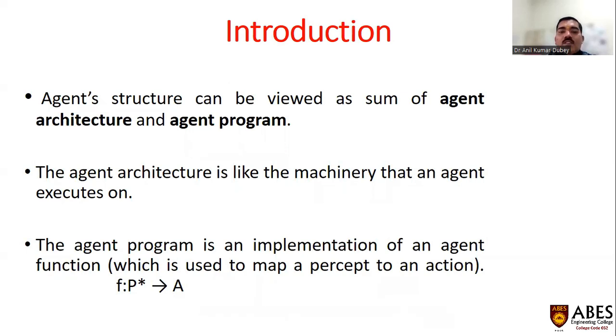Agent structure can be viewed as a sum of agent architecture and agent program. So two terms are there. The first one is the agent architecture and the second one is the agent program. Agent architecture is a combination of three terms. It's just like views in human diagrams, where the structural view and behavioral view may be combined and that is called the architectural view. Similarly, agent architecture is the machine on which the agent can execute.